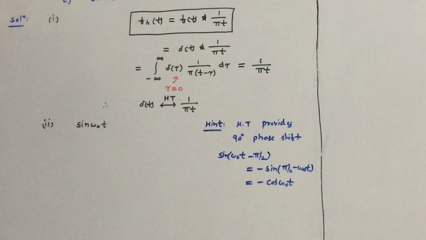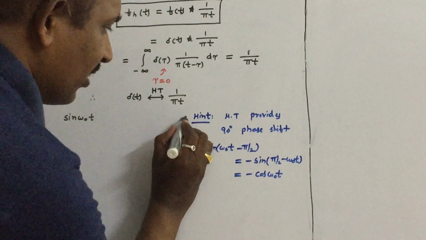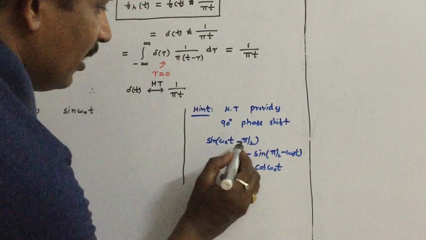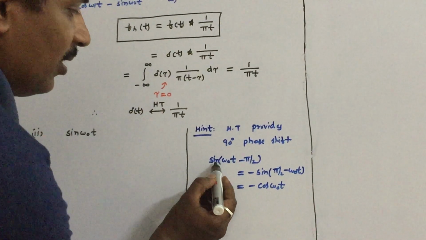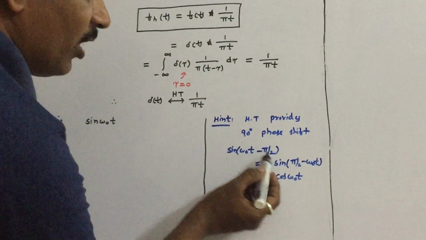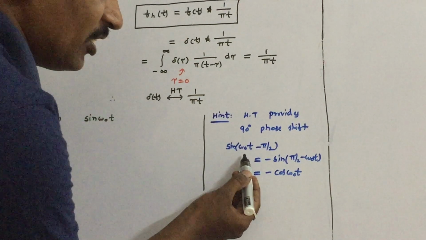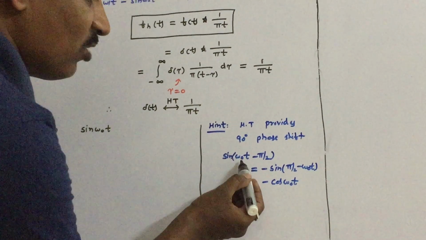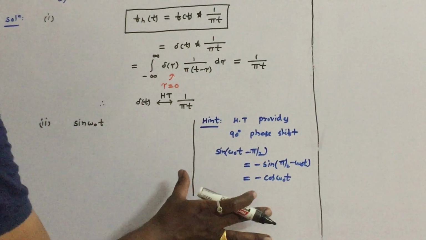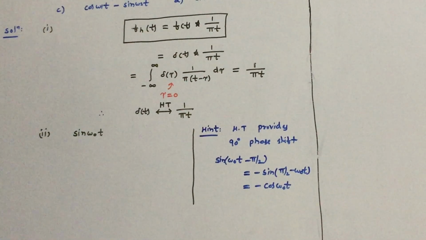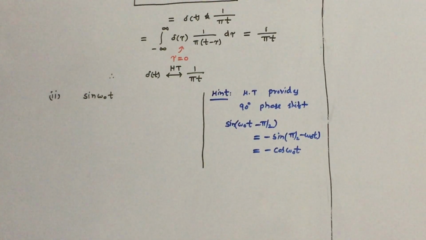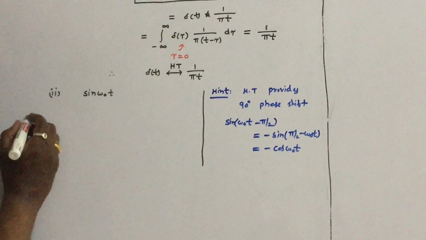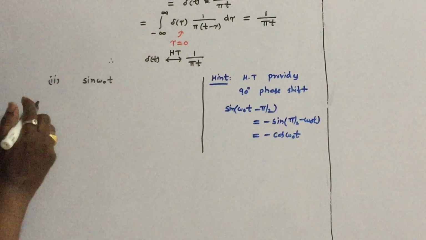So this is the shortcut we have to remember. For sine and cos, just substitute minus pi by 2. If sine omega 0 t is given, the Hilbert transform is sine of omega 0 t minus pi by 2. If cos omega 0 t is given, the Hilbert transform is cos of omega 0 t minus pi by 2. Remember this hint for competitive exams. So the Hilbert transform of sine omega 0 t is minus cos omega 0 t. Let us prove this. This is the shortcut method.